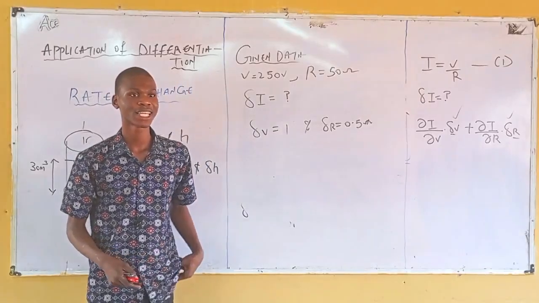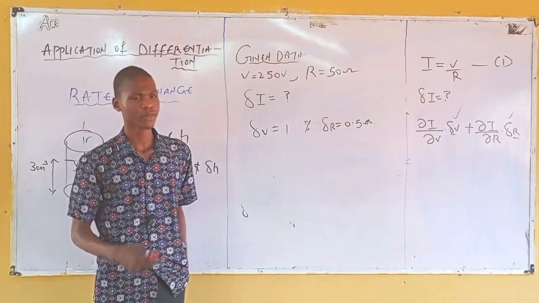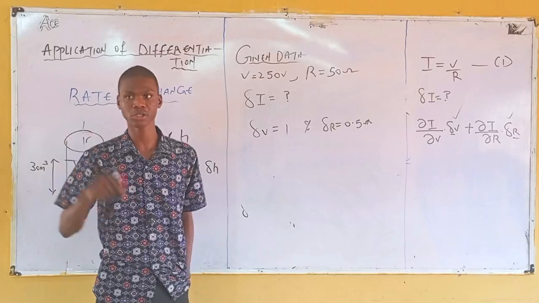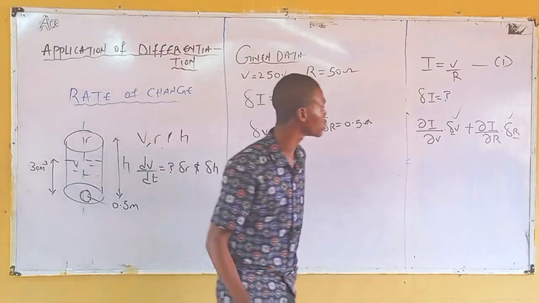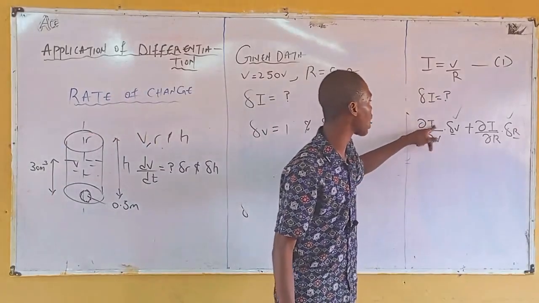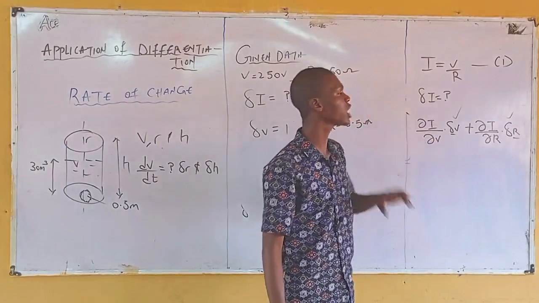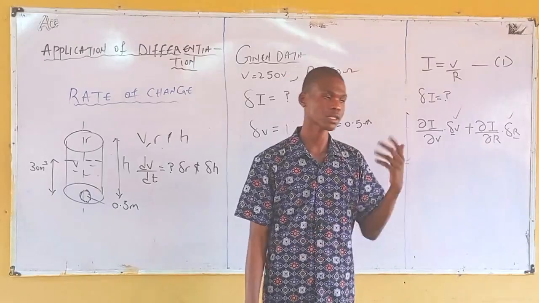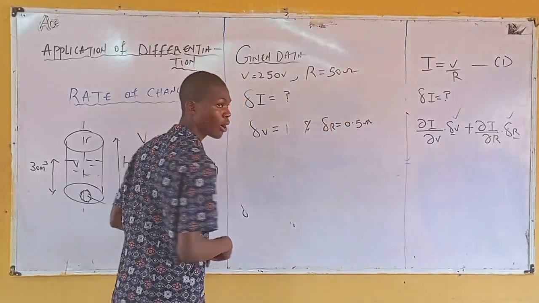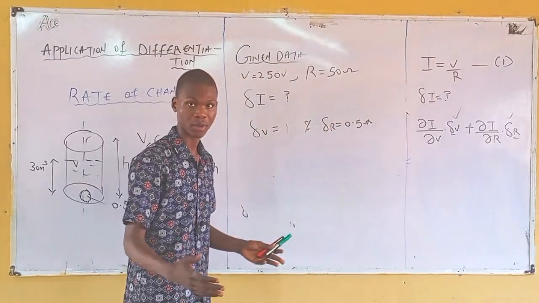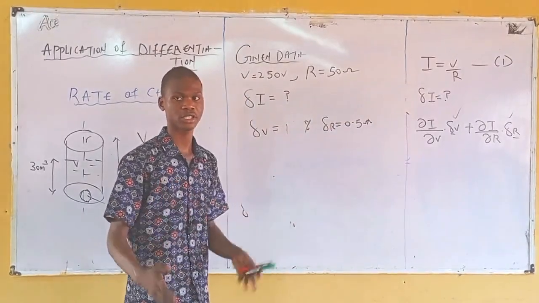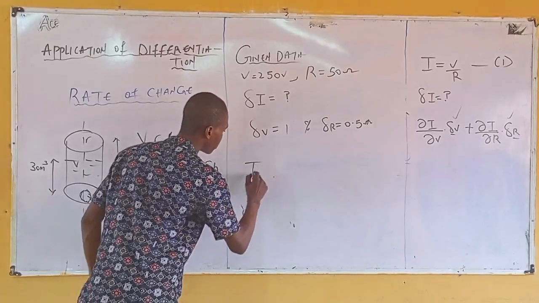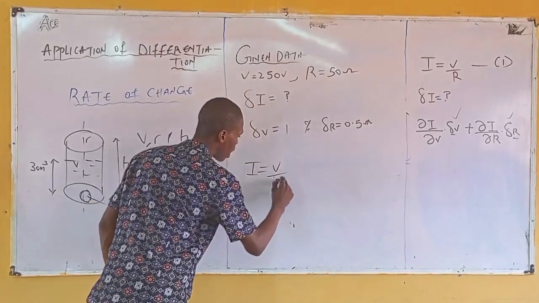You differentiate I with respect to, from which equation? From the given equation. Yes. From the given equation, I can get the partial derivative of I with respect to V. I can also get the partial derivative of I with respect to R. Now let's solve. Now I want to see how good you are when it comes to differentiation. Let's solve. I is equal to V over R.